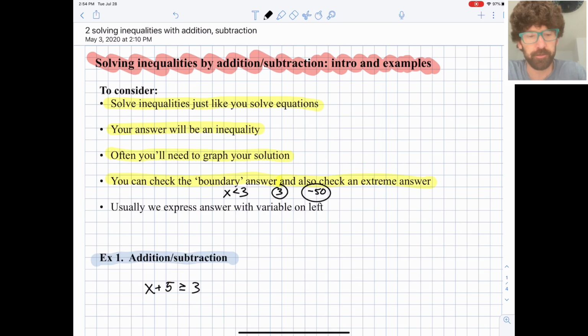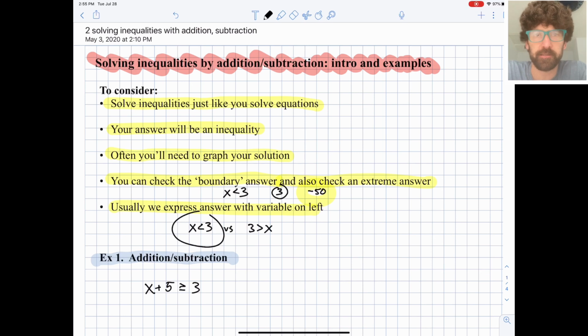And then usually we express our answer with a variable on the left. That is not a mandatory rule, I don't think, but I think it makes more sense. Let me show you what I mean. If we have x is less than 3 versus 3 is greater than x, to me, x is less than 3 makes a little more intuitive sense. We know that x just needs to be smaller than 3. And that makes more intuitive sense than saying 3 has to be larger than x. So usually the variable is on the left, though not a hard and fast rule.